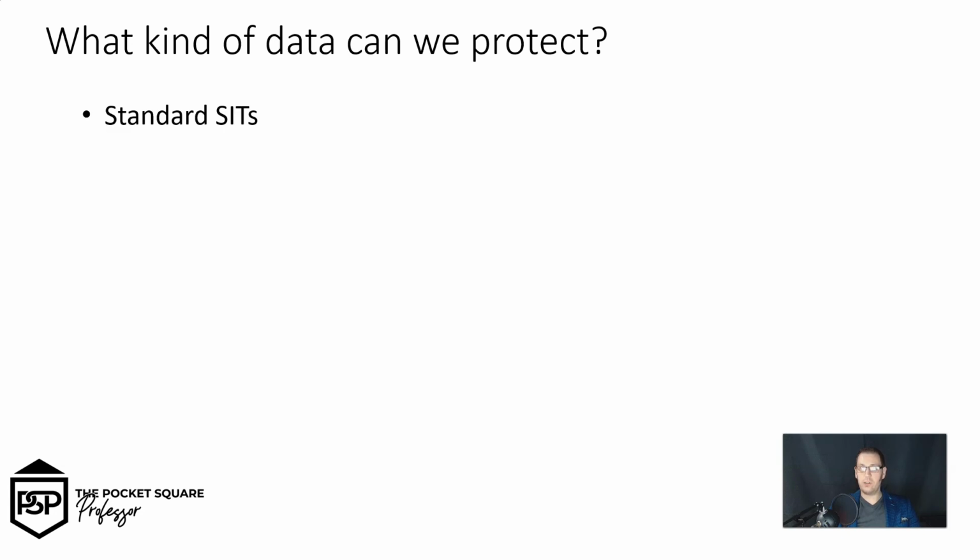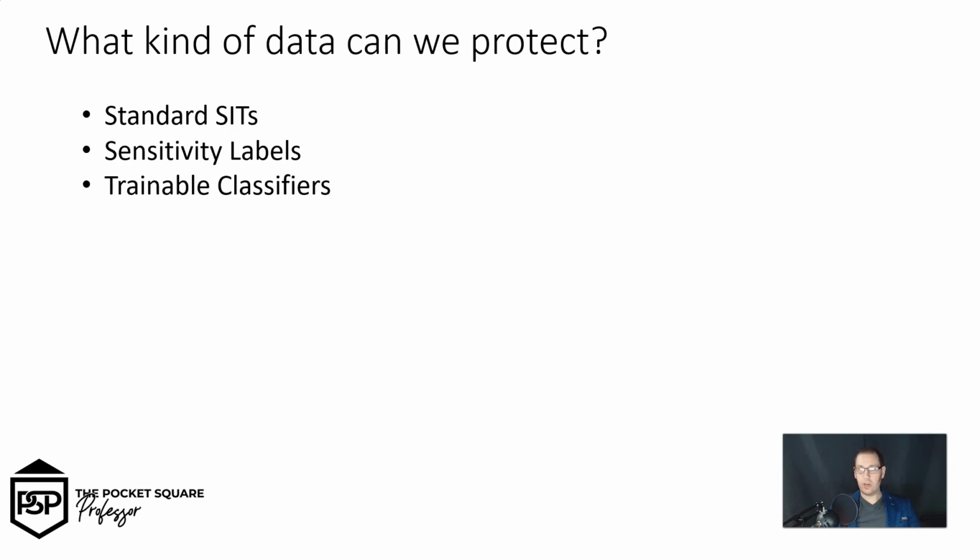Well, we can do our standard SITs, or sensitive information types, so our pattern-based ones. Credit card numbers, social security numbers, the lexicon, if you will, of different things. We can also use sensitivity labels. Now, we haven't talked about these yet. We have a whole section on information protection, which we're going to get to. But we can use sensitivity labels as a condition inside of DLP.